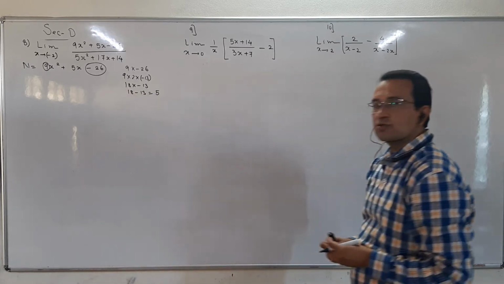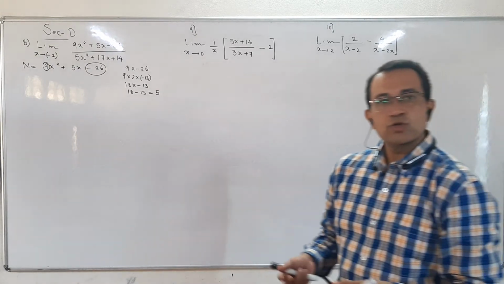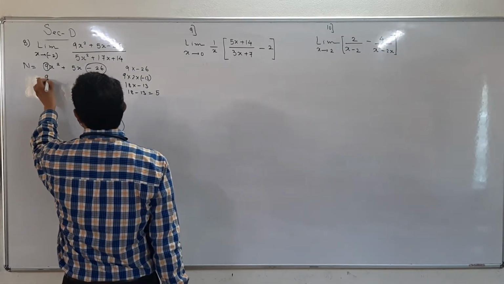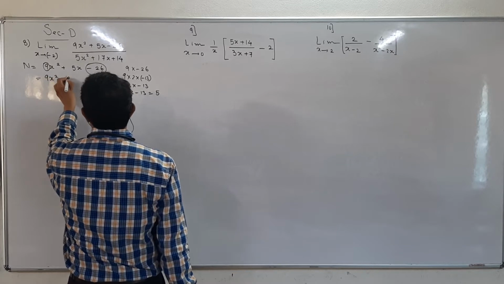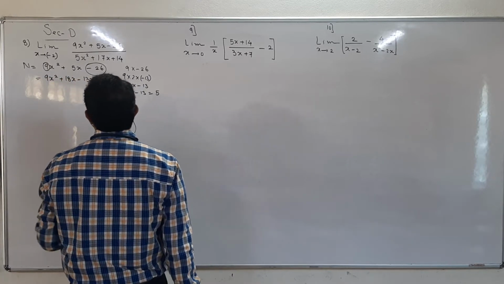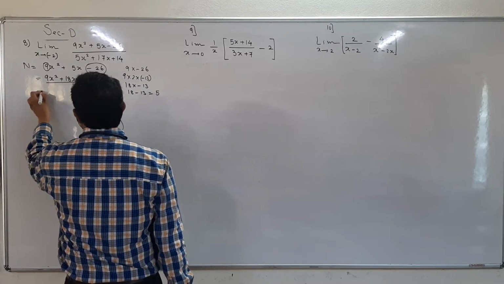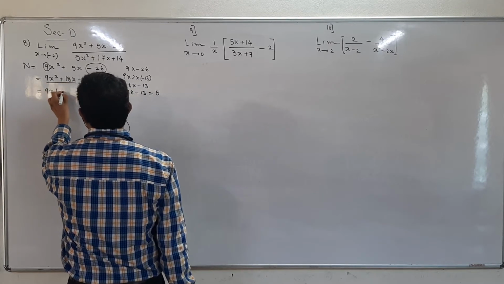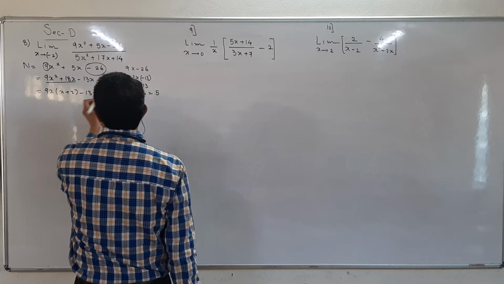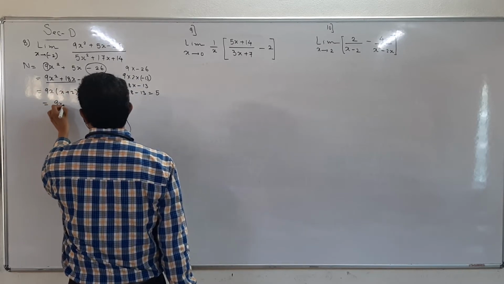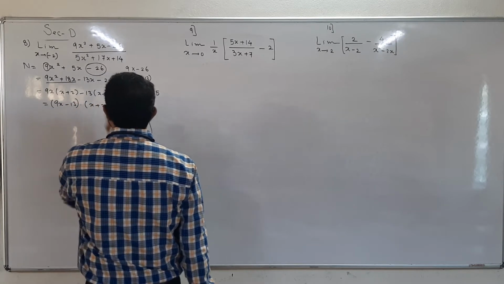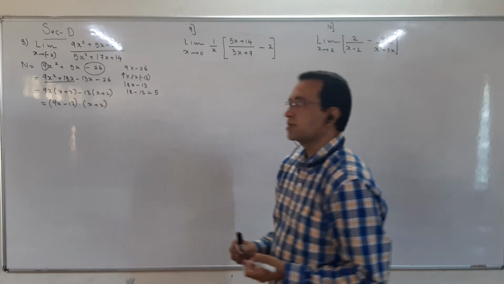We want 5 only, students. So there is no need to multiply, just factorize. So this is 9x² + 18x - 13x - 26. Take 9x common, so (x + 2). Take minus 13 common, so (x + 2). So (9x - 13)(x + 2).